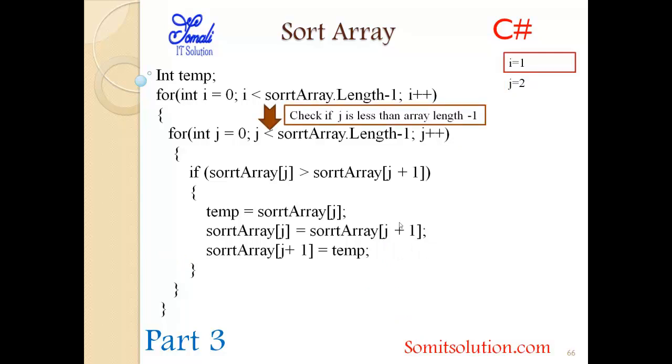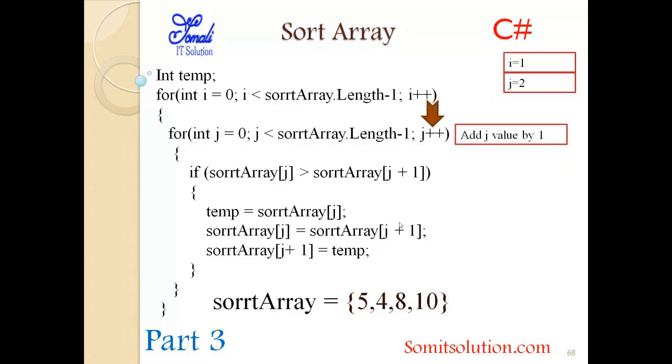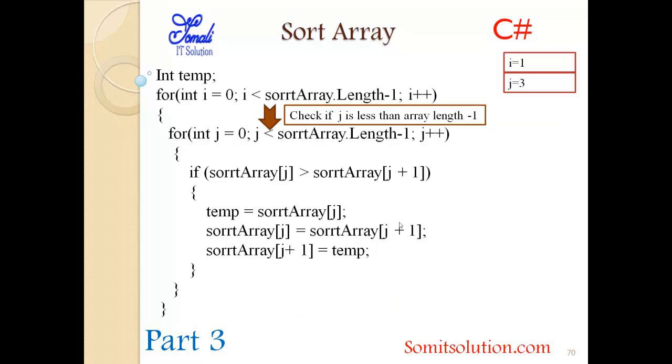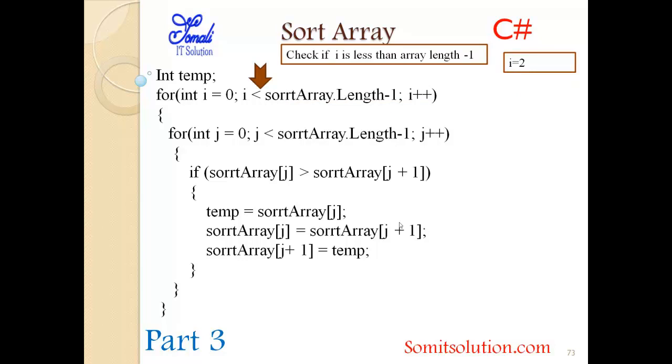Check if j value is less than array length minus 1. Our array length is 4 and 4 minus 1 is 3, so j is less than 3. J value is 2. Sort array of 2 is 8 and sort array of 3 is 10. So 8 is not greater than 10. Add j value by 1. Check if j is less than array length minus 1. Array length minus 1 is 3 and j is 3, so 3 is not less than 3. Add I value by 1. Check if I value is less than array length minus 1. Our array length is 4 and 4 minus 1 is 3, so I is less than 3.